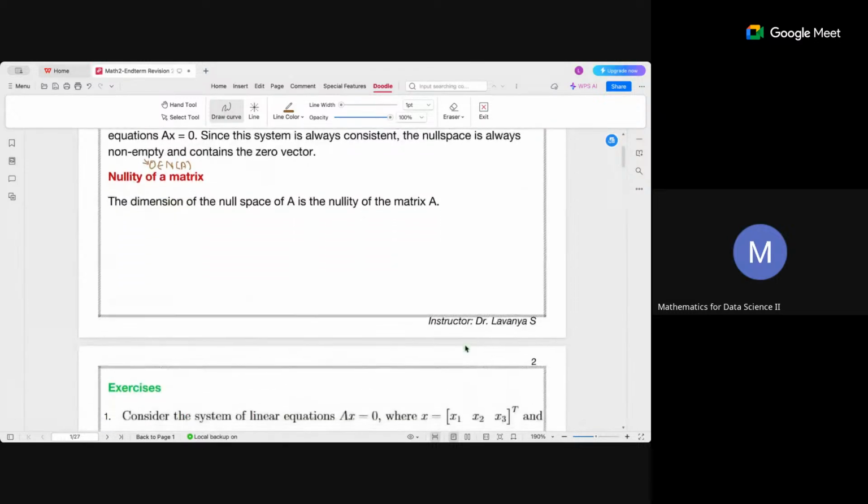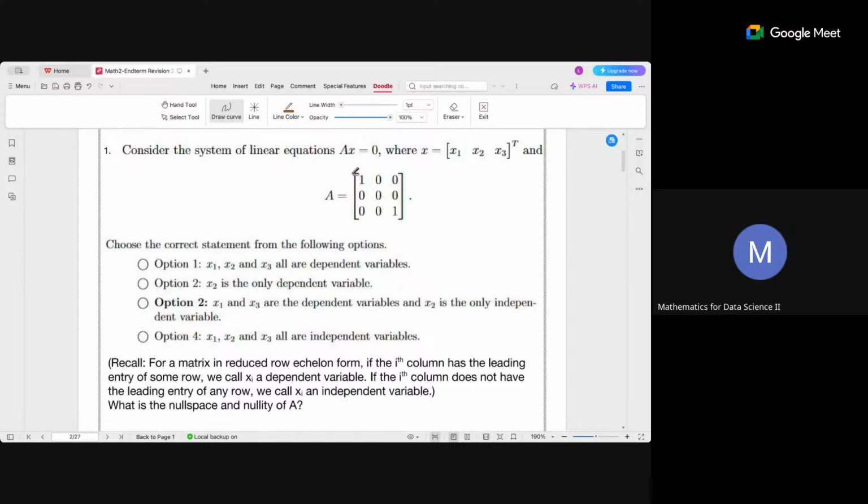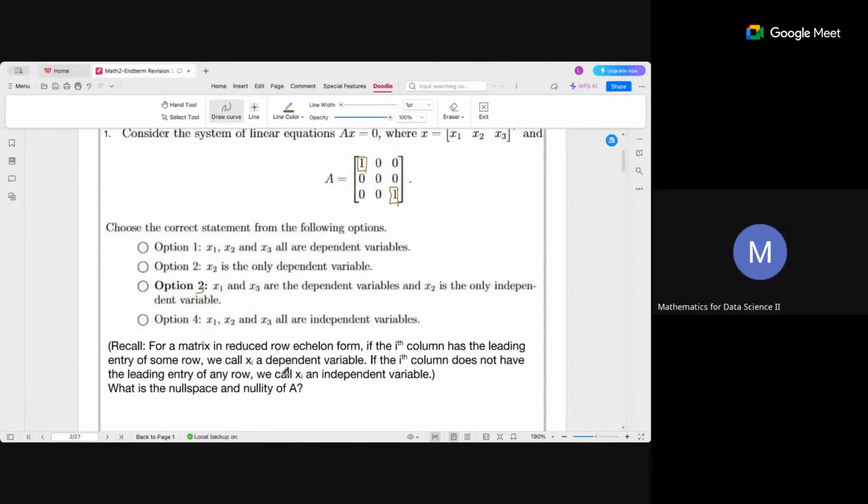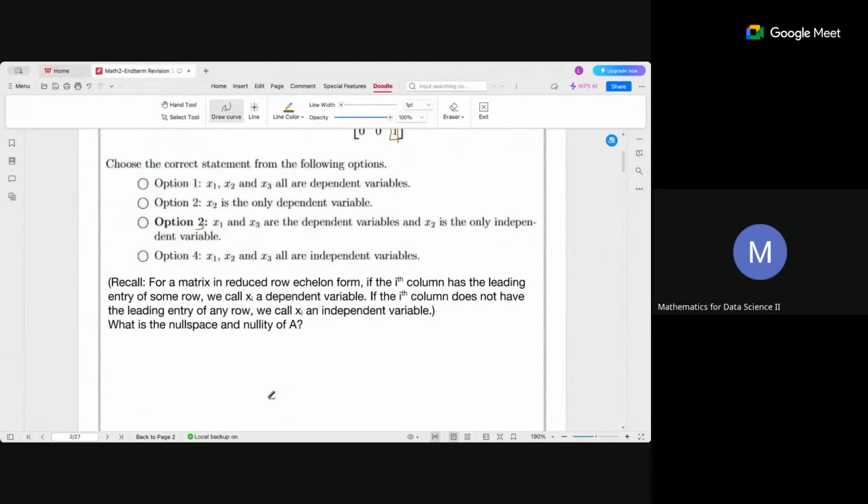Fine. Now here is an example. You have a matrix A and you are considering Ax is equal to 0. For the following matrix, you are asked to find what are the dependent and independent variables. Yesterday itself we have seen how to find dependent and independent variables. The first column and the third column contain the pivot terms. So x1 and x3 are the dependent variables and x2 is the independent variable.